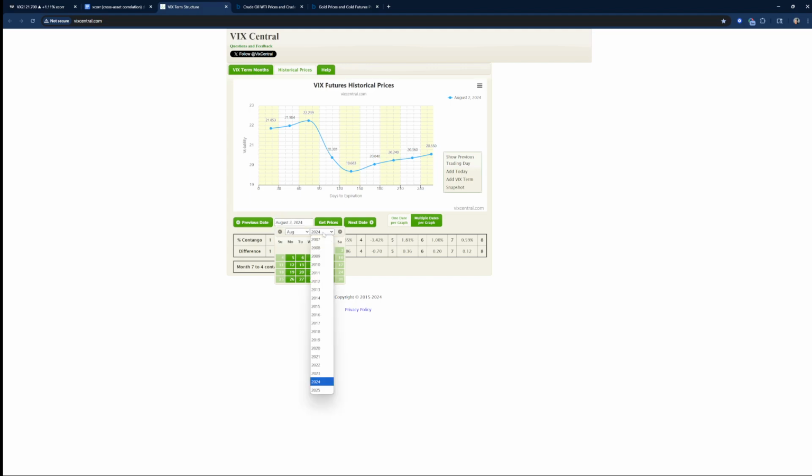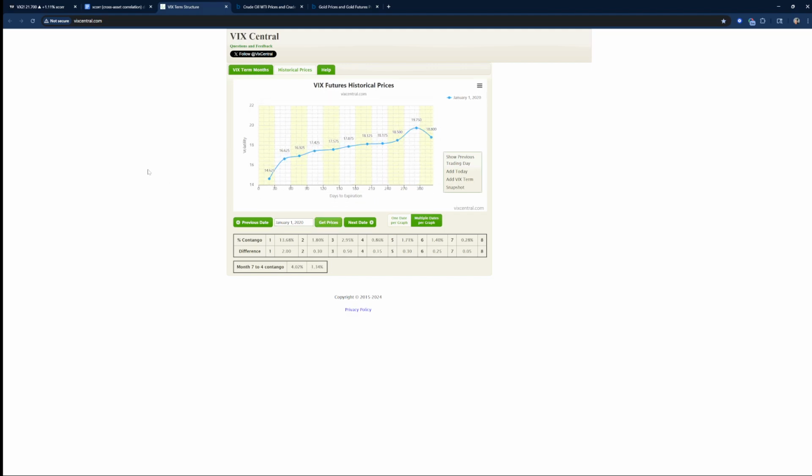Then, just for comparison, here's COVID. Wait, let's go January 2020. Well, back in the good old days, right? Hey, normal. 14%. That's like what the S&P 500 is supposed to return in a year, right? Goes up with time because it's more uncertain.